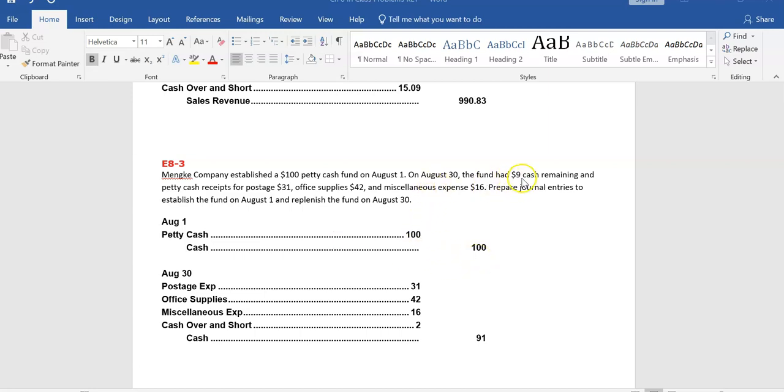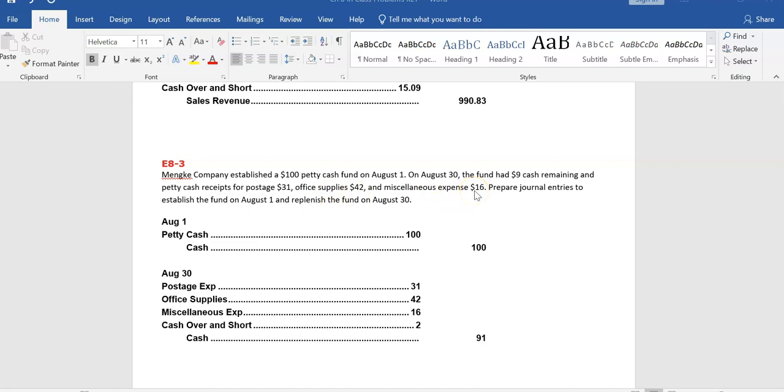At the end of August, this fund had $9 cash remaining and petty cash receipts for postage of $31, office supplies of $42, and miscellaneous expense of $16. Let's prepare the journal entry to replenish that fund at the end of August. So that $100 in cash sitting in the petty cash fund was used to pay these expenses during the month.